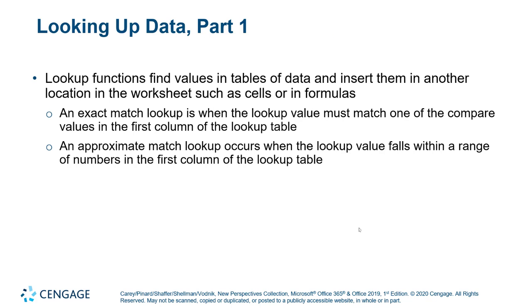Looking up data. Lookup functions find values in tables of data and insert them in another location in the worksheet, such as a cell or in formulas. An exact match lookup is when the lookup value must match one of the compare values in the first column of the lookup table. An approximate match lookup occurs when the lookup field value falls within a range of numbers in the first column of the lookup table.